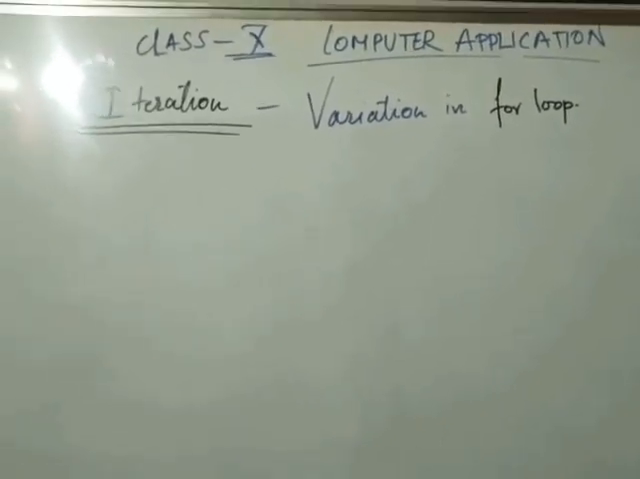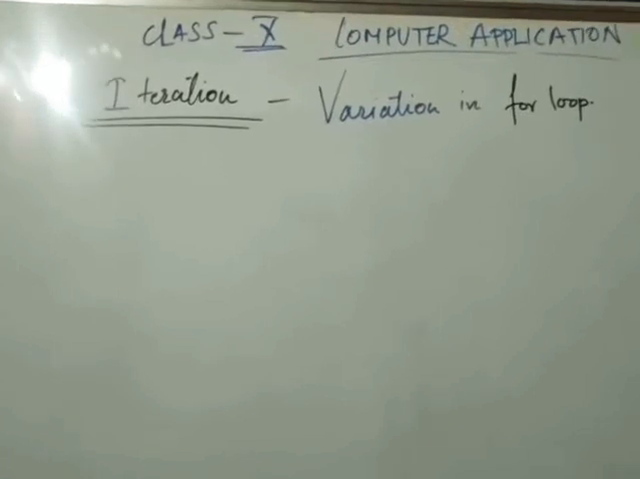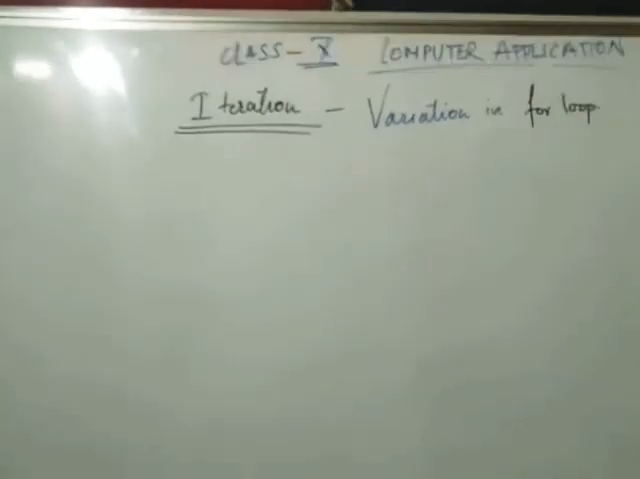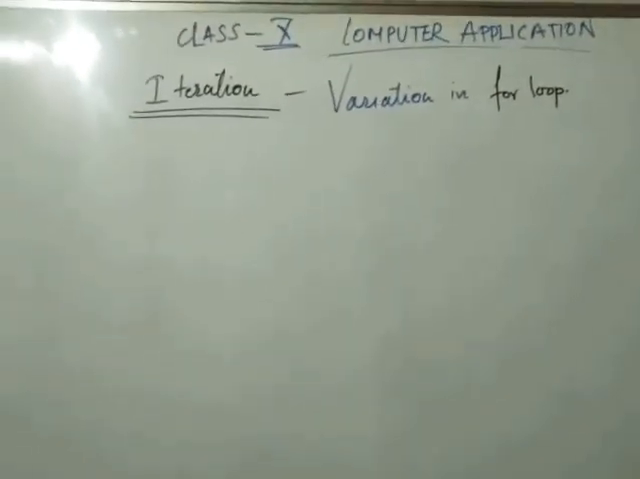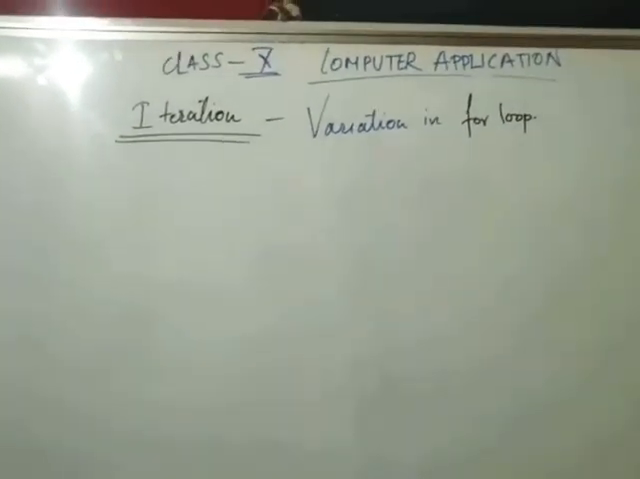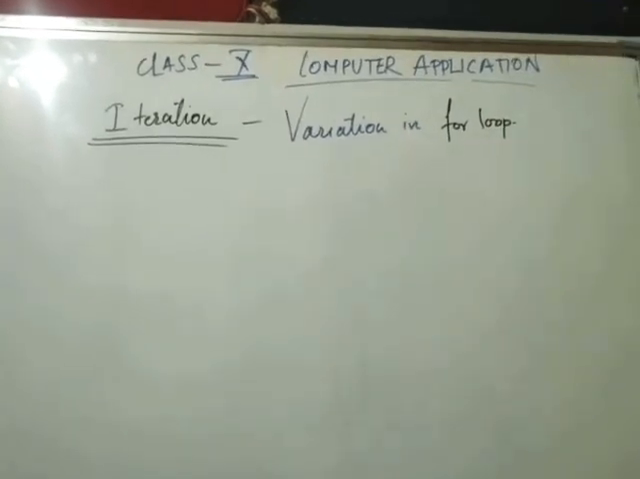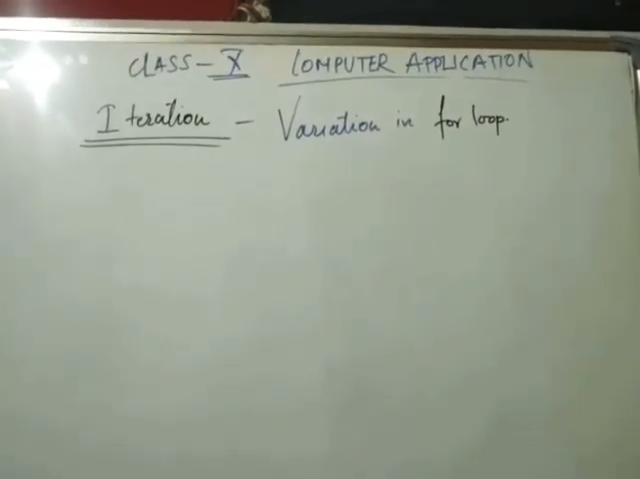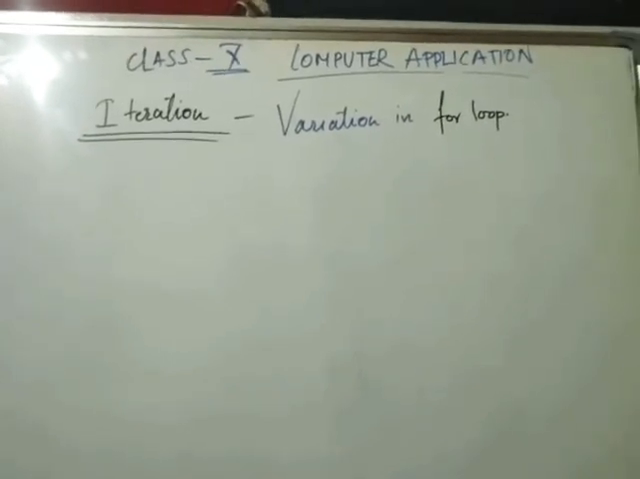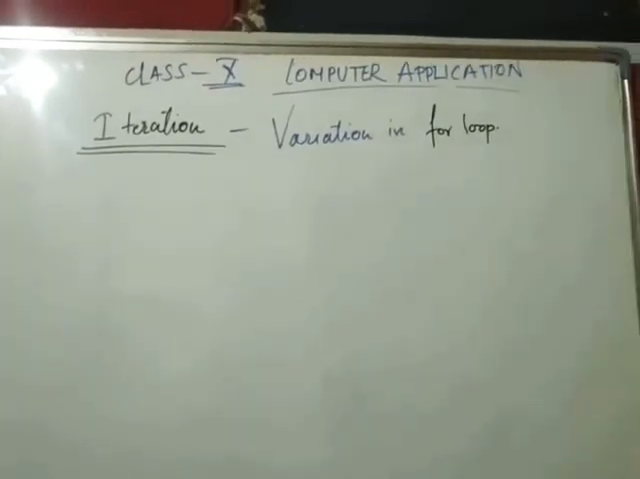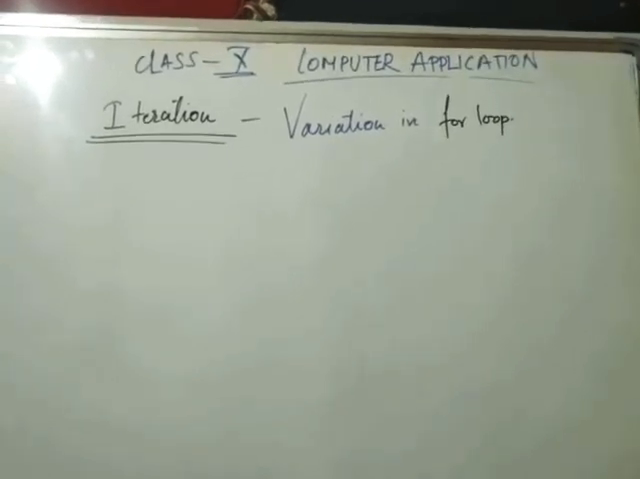Now this video I'm sending you all is based on the variation in for loop. In the iteration chapter, we have already learned what iteration is, the types of loops, and the syntax. Those are things we discussed in the previous videos. Today we will be discussing what variations we can have in a for loop.